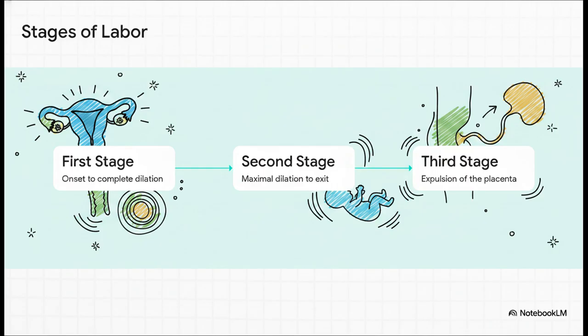Stage 1 is the time from the onset of contractions to complete dilation of the cervix. Stage 2 picks up right there, from maximal dilation until the baby actually exits through the vagina. And Stage 3 is purely the expulsion of the placenta. Lock these 3 steps into your memory and you will instantly ace any sequence question on labor.